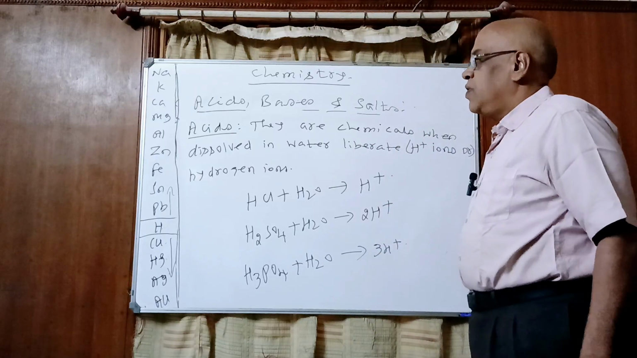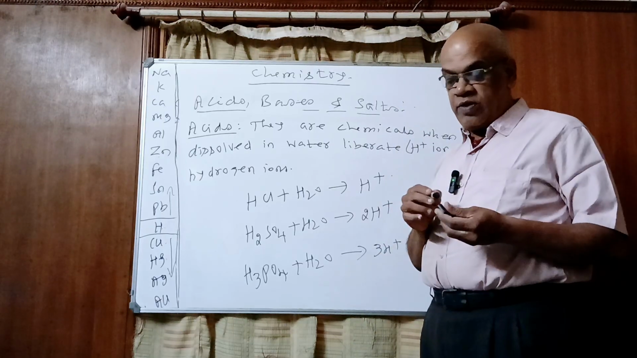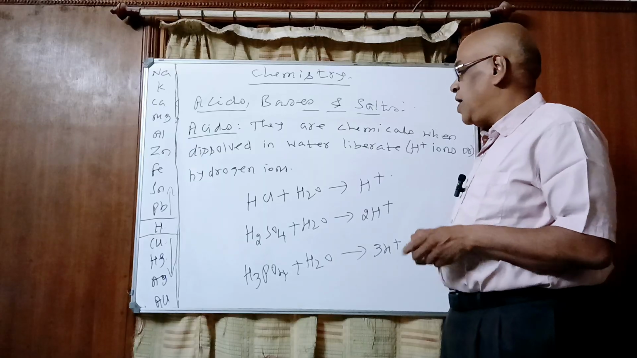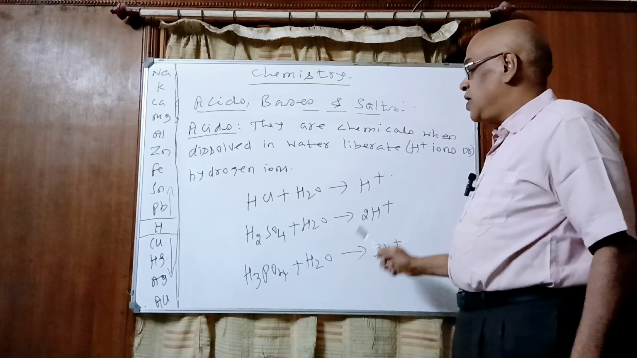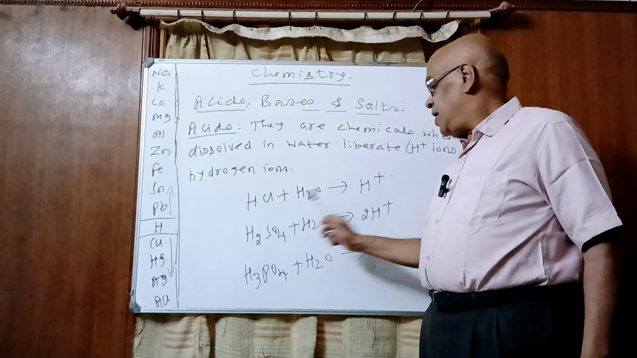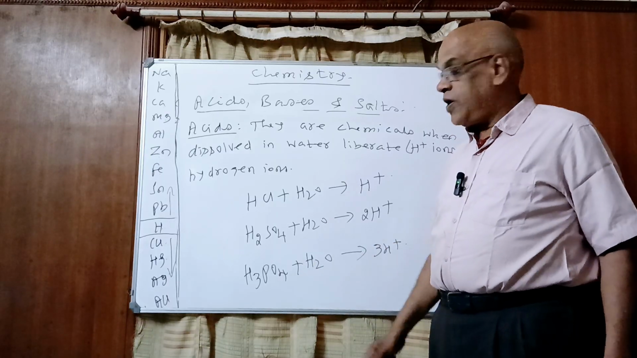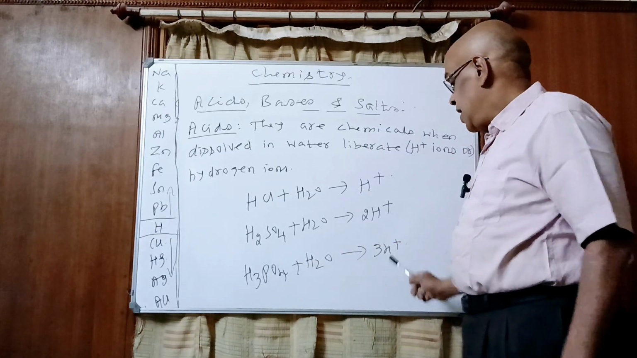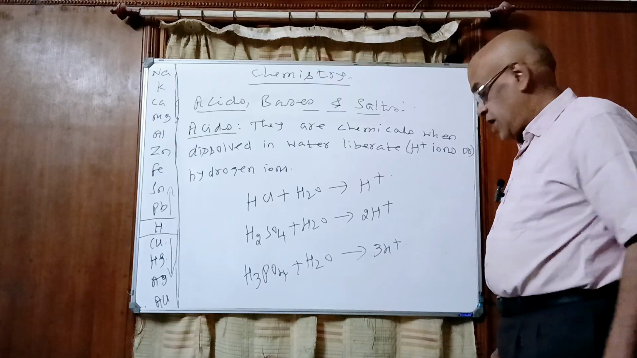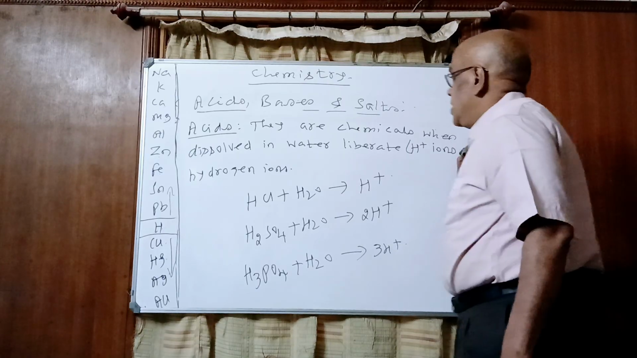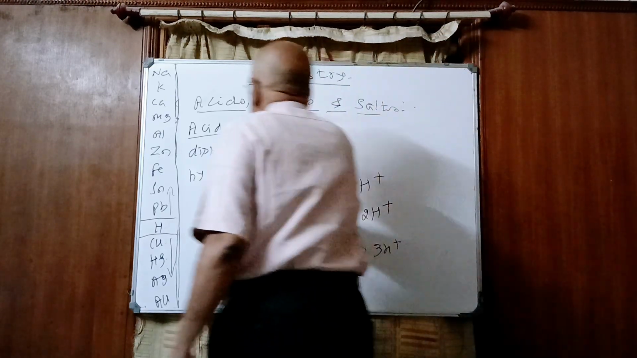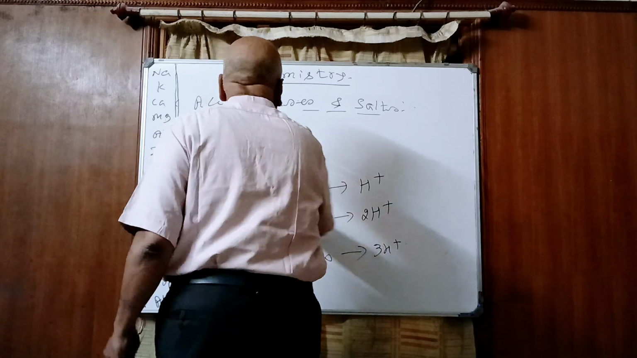One more question. What are acids? Chemicals that, when dissolved in water, liberate H plus ions. HCl gives 1 hydrogen ion. Sulfuric acid gives 2 hydrogen ions when dissolved in water. Phosphoric acid, whose formula is H3PO4, will liberate 3 hydrogen ions. Next topic, children: properties of acids.